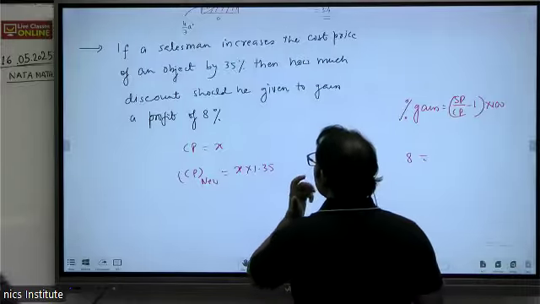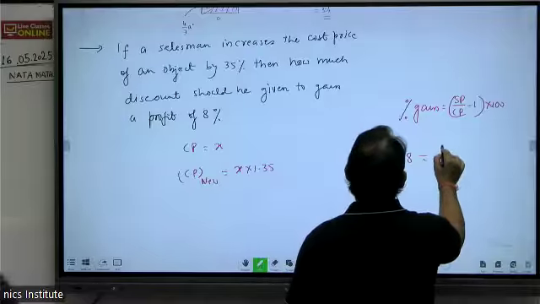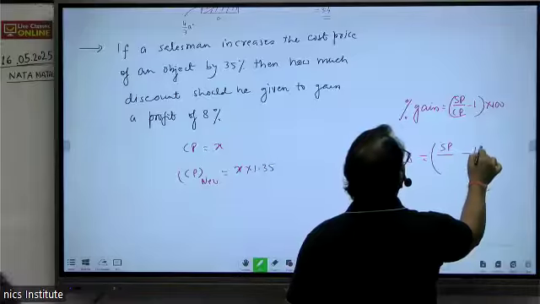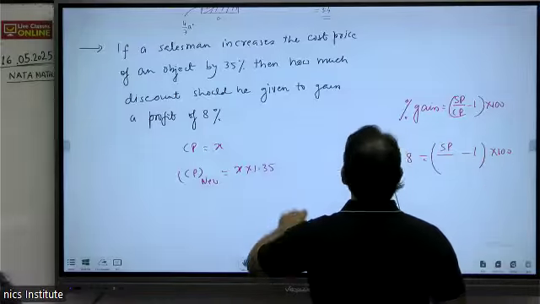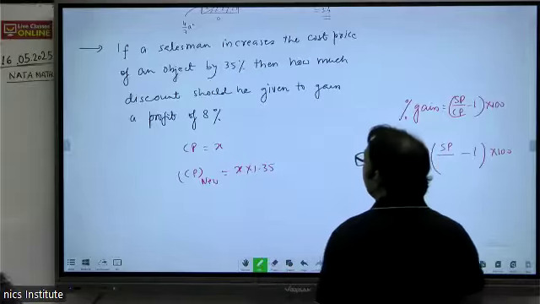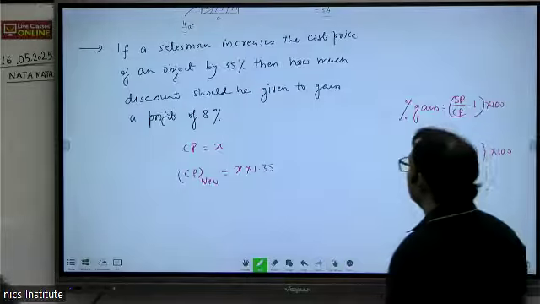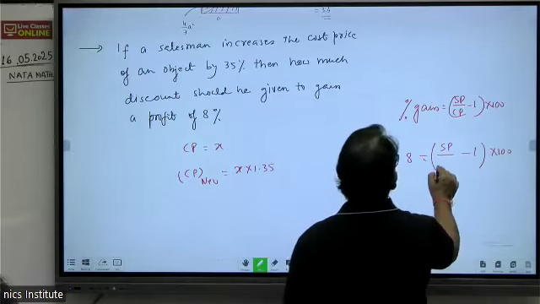And what will be SP we can find out? And this will be the new sell price. No, this would be what? Sir, the cost price has increased, so we will take 1.35x also.